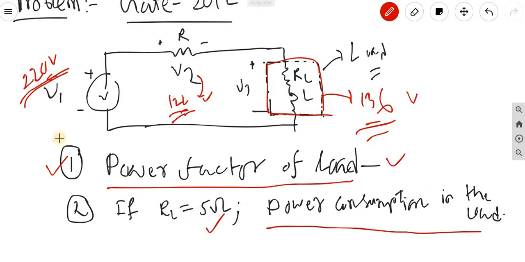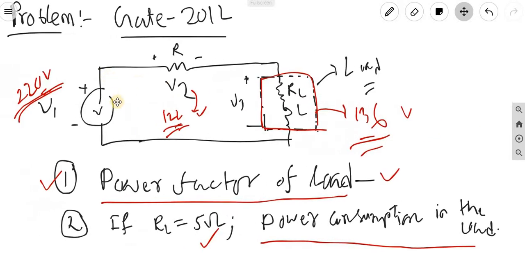In this type of problem, what do you have to see? The other values are not available. Here R is unknown, RL is unknown, L is unknown. So for this type of problem, you have to go directly for phasor analysis.